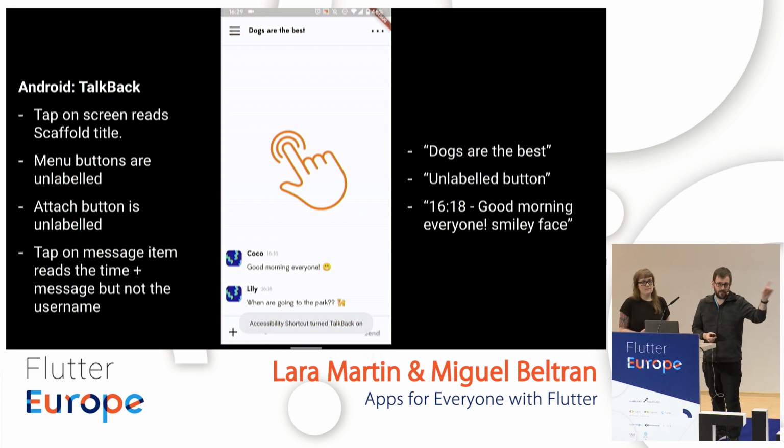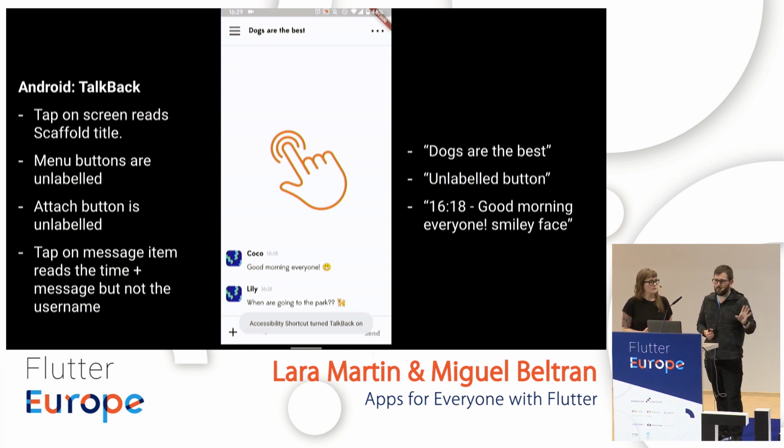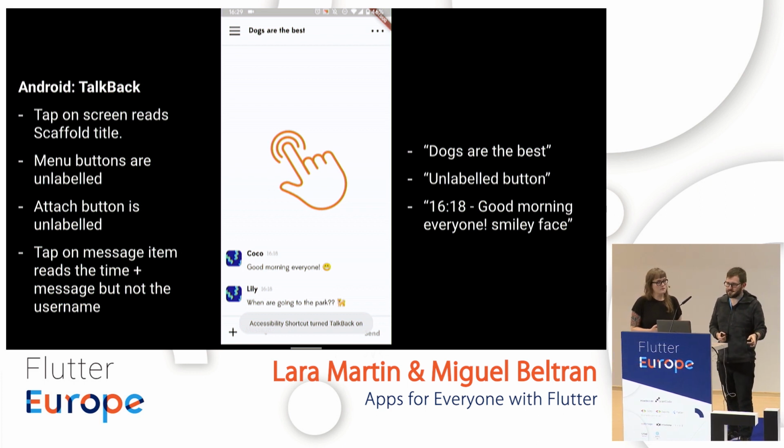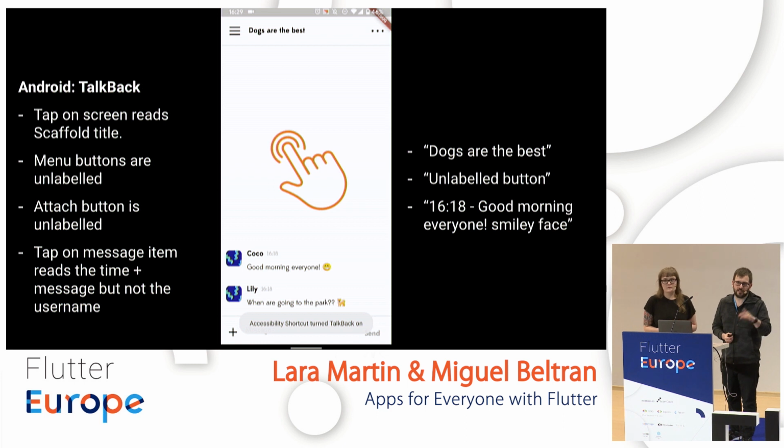If you tap on a menu button on the top, the 2 that are on the top, it says unlabeled button. And when you tap on a chat item, it reads the time and it reads the message, but it doesn't read the user name of who is saying that. So we can do things way nicer here.